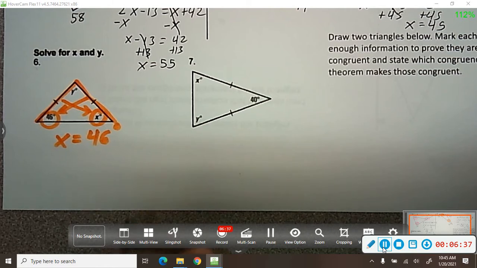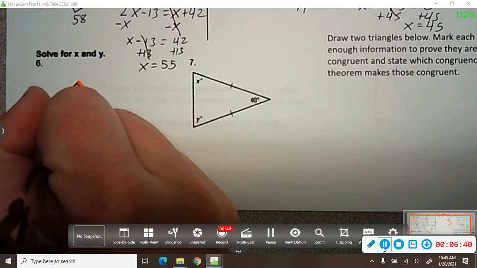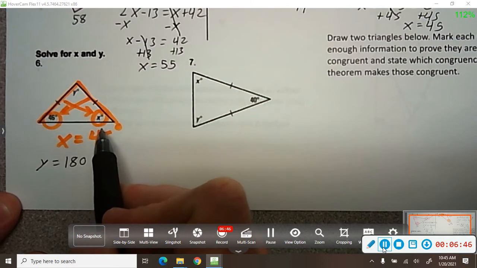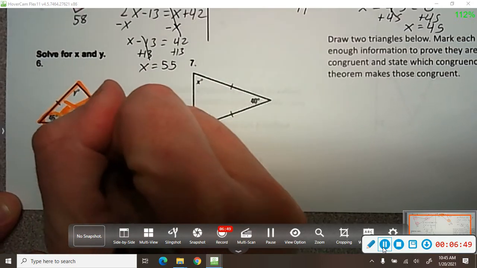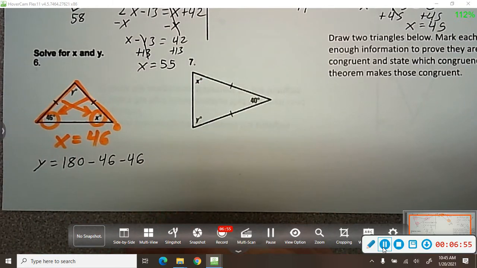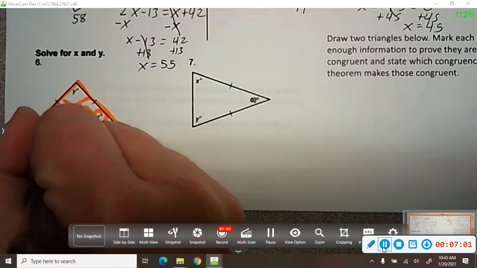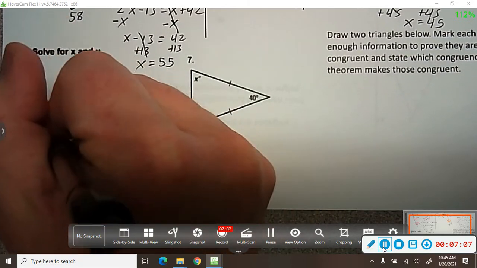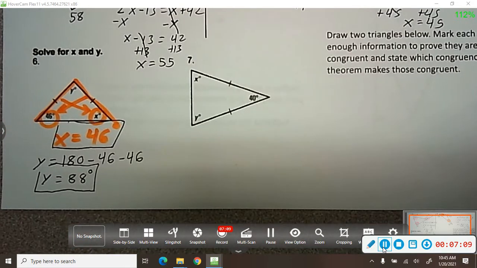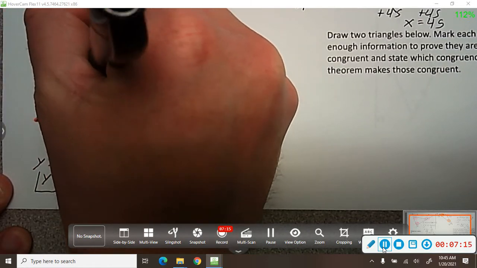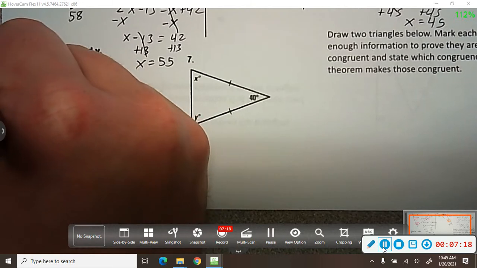And so then to find y, what's left over, so I'd say y is equal to 180, because three angles in a triangle add up to 180, minus 46 twice. And if I do 180 minus 46, minus 46, I get 88. So I have my 88. Okay. So anytime you're confused, this is called your vertex angle. And then these are called your base angles.